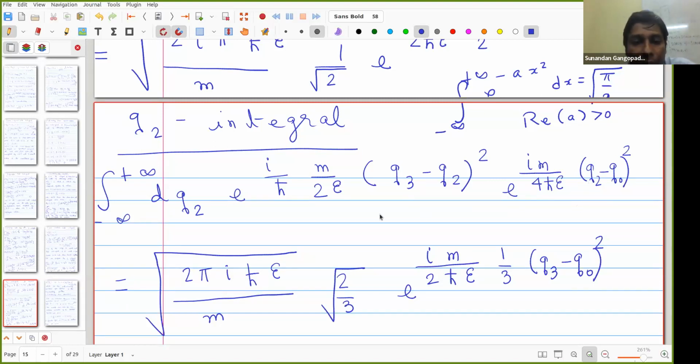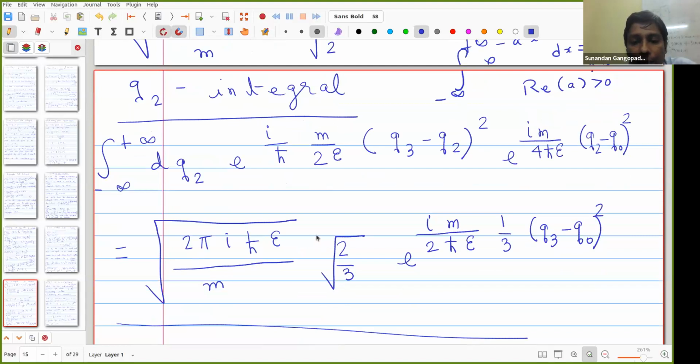So it is quadratic in Q2. And that makes life simple, because you can evaluate this Gaussian. Once again, this is a Gaussian integral, and you can evaluate it by using the result that I've already written down. And the result is the following. I keep it as an exercise for you to check all these results, because this is trivial.